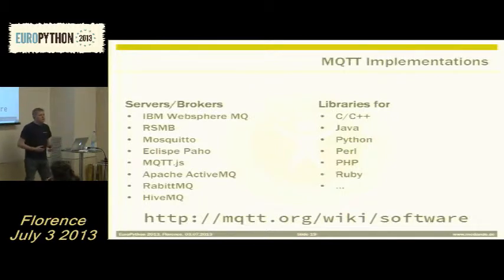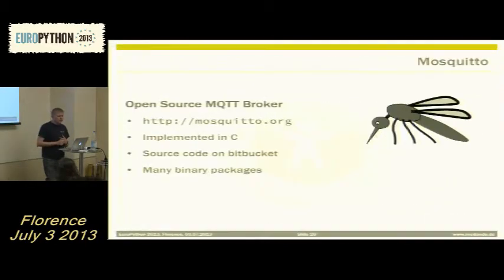There are also client libraries for MQTT in C, C++, Java, Python, Perl, PHP, Ruby, and many, many other languages currently. There's a web page, mqtt.org. You find a software page with all the libraries that people know of, and it's growing from time to time.